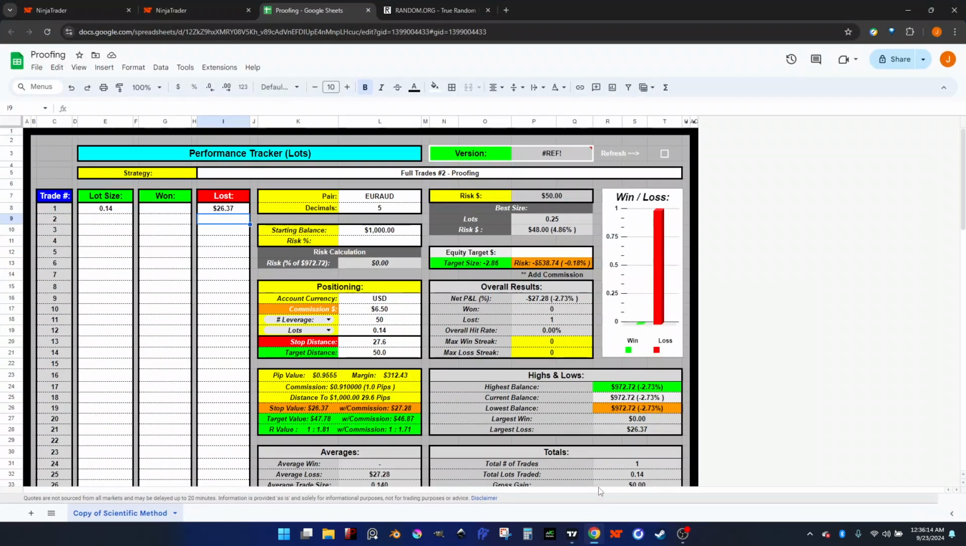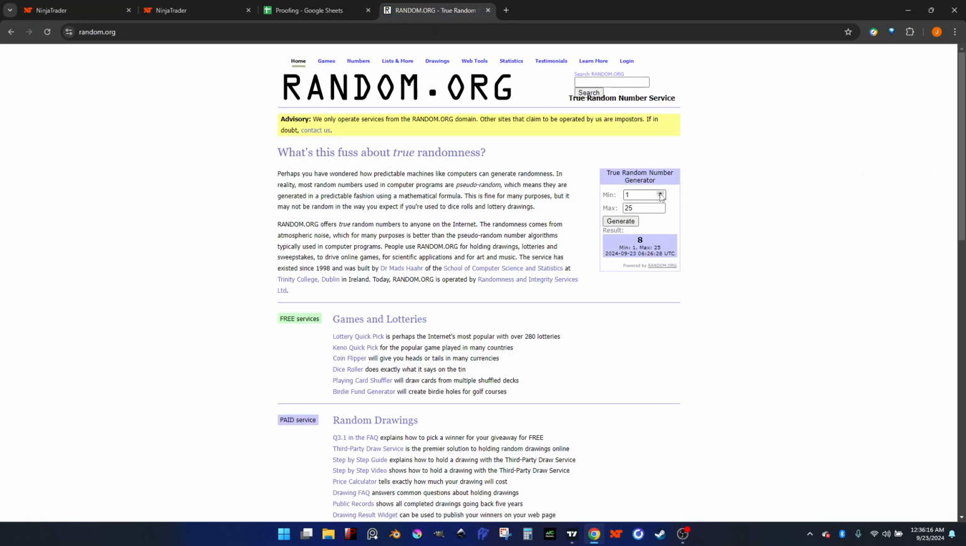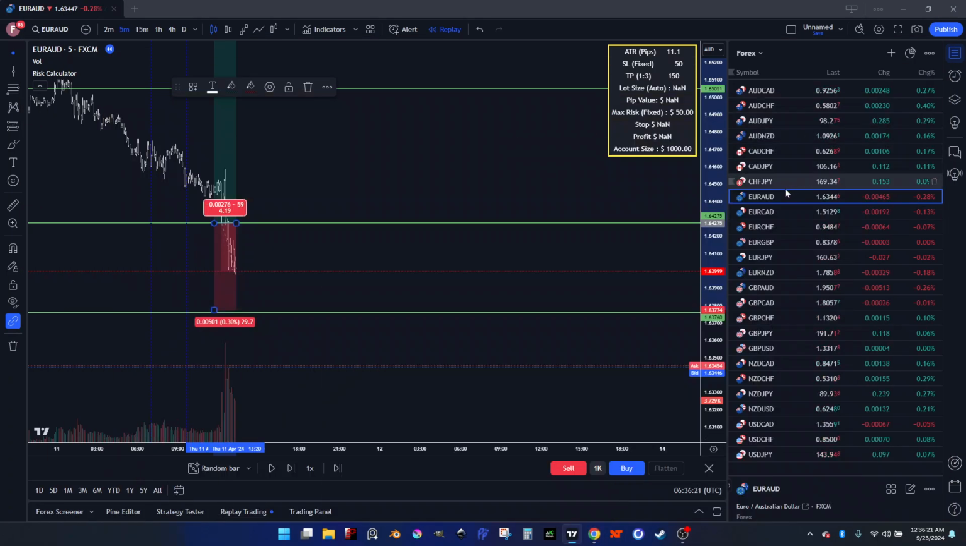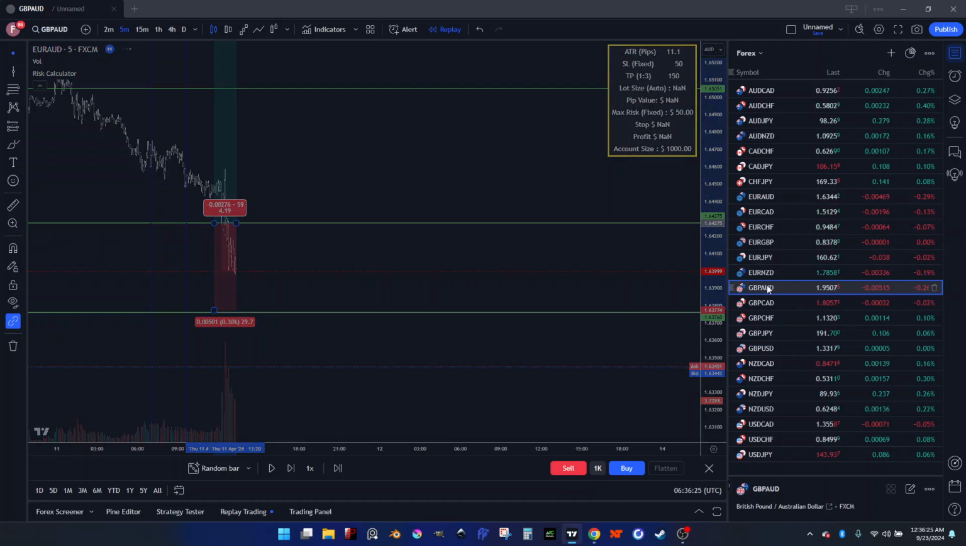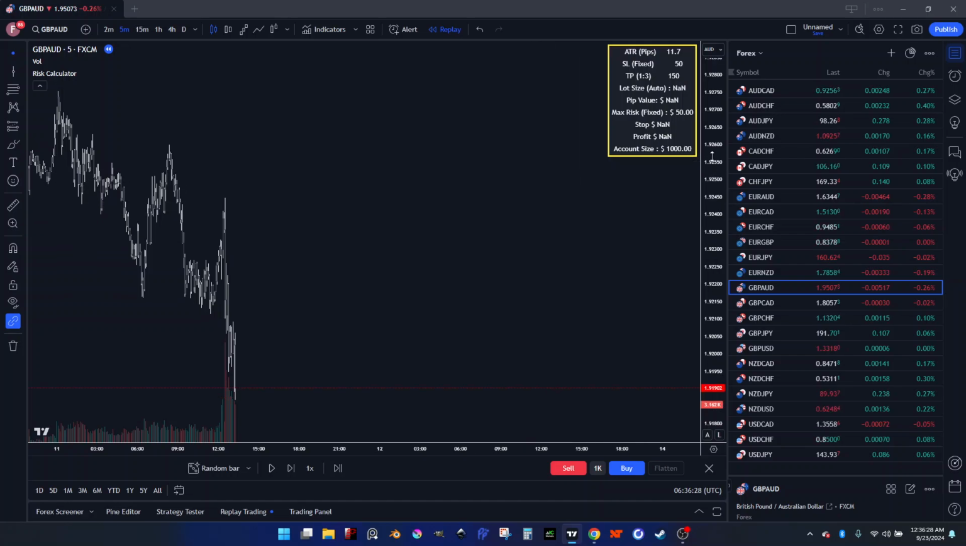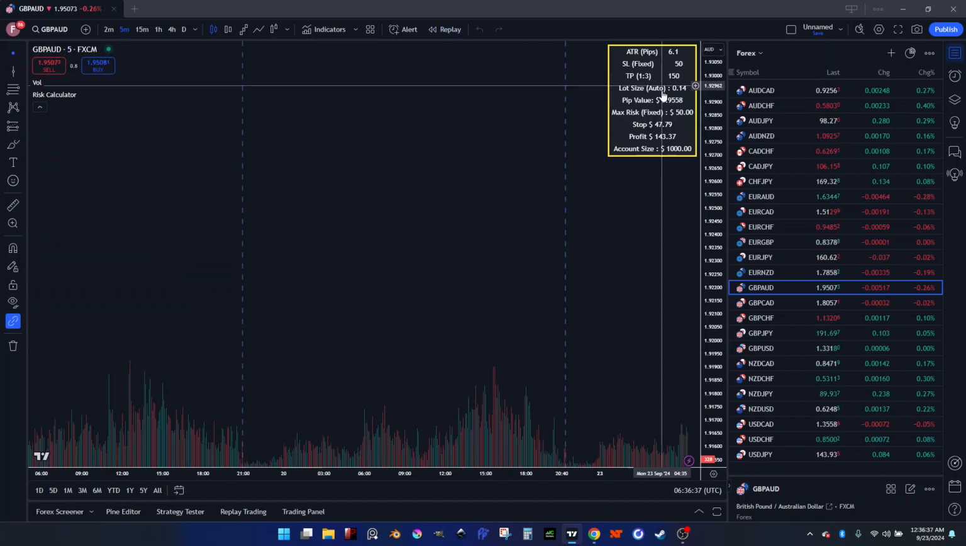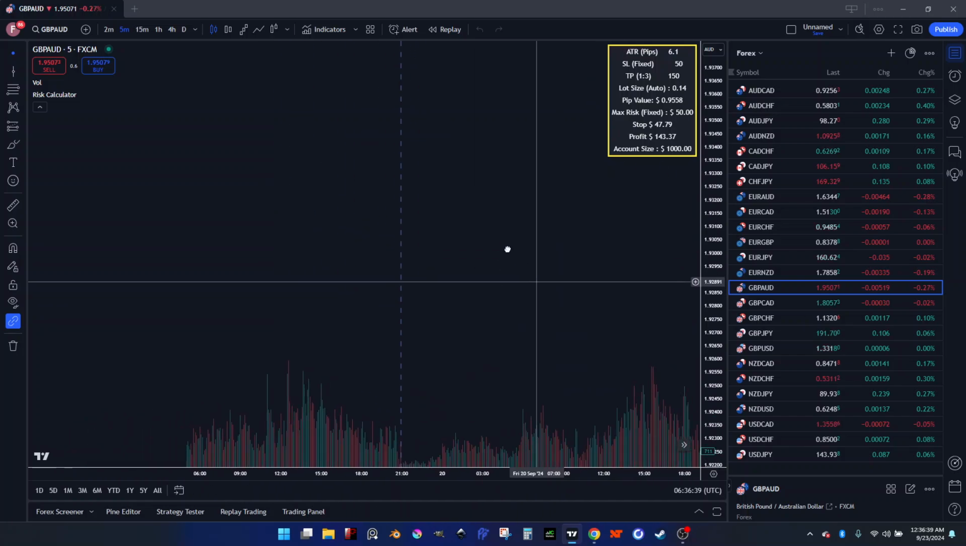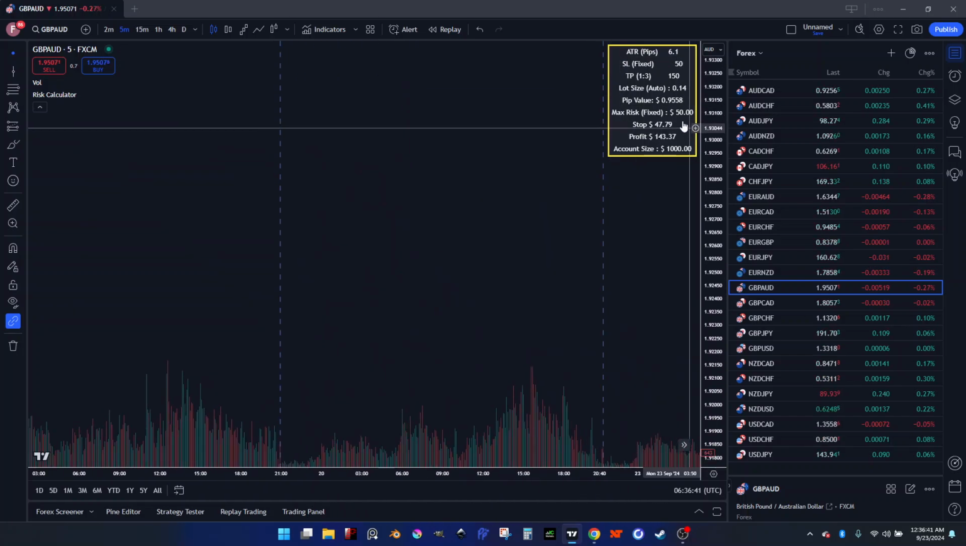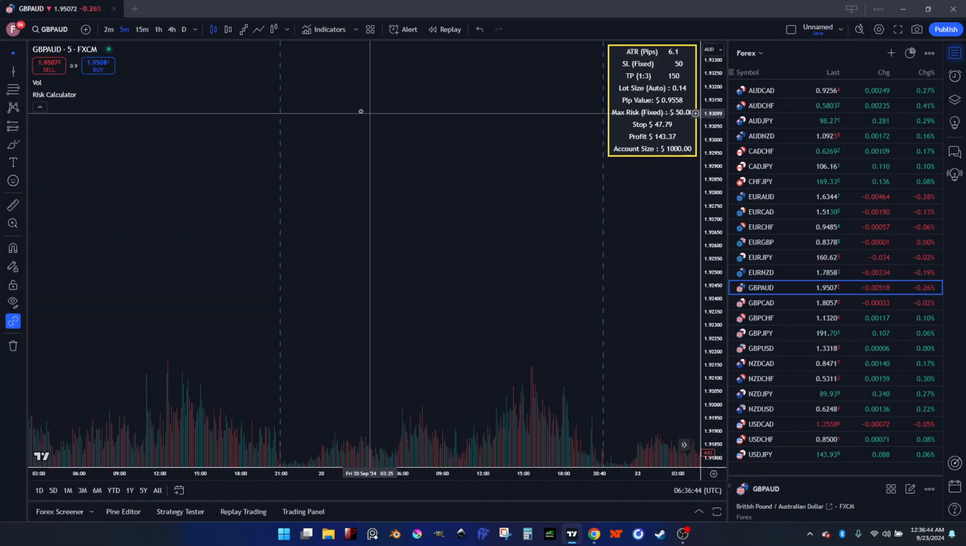Now let's go and pick our next pair. Generate 14. So that was 8, 9, 10, 11, 12, 13, 14. GBP AUD. So in the replay part, get out of that. Now we're looking at the same thing, a 0.14. So we have the same setup. Not really too much to look at in the profit part.